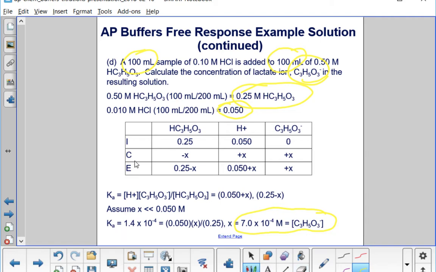Okay, so there's a full-length AP buffer free response example given lactic acid and sodium lactate.